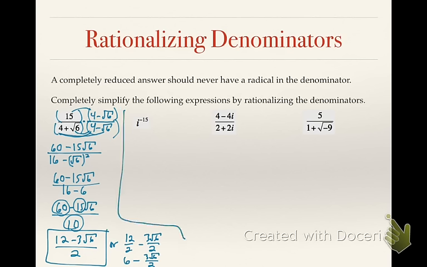Now let's look at i to the negative 15th. Now, with the properties of exponents, i to the negative 15th means I have to rewrite it as a positive exponent by putting it in the bottom. So it doesn't look like it's a rationalizing denominator problem, but it actually is. Okay, the 15 goes in the bottom.